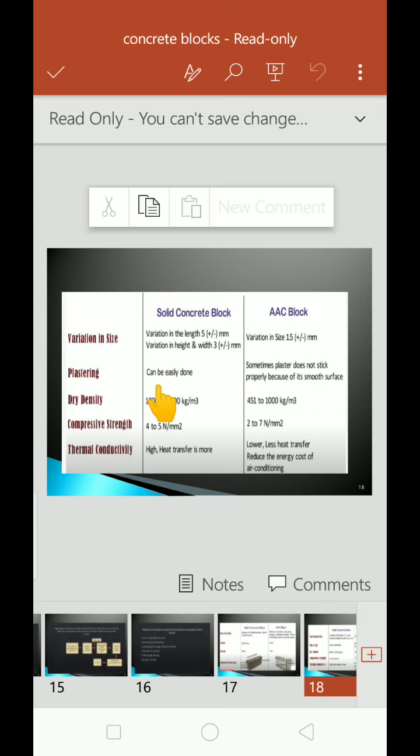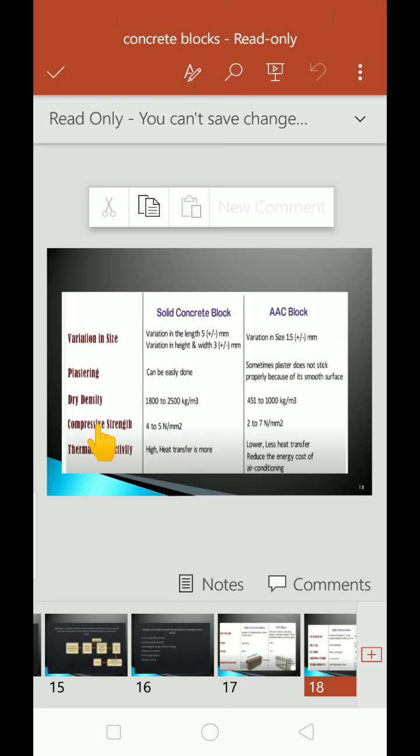Then plastering can be easily done. Sometimes plaster does not stick properly because of the smooth surface. Because here we are using fly ash as a raw material, and fly ash is generally fine grained, it creates a smooth surface. For the smooth surface it is difficult to do the plastering.